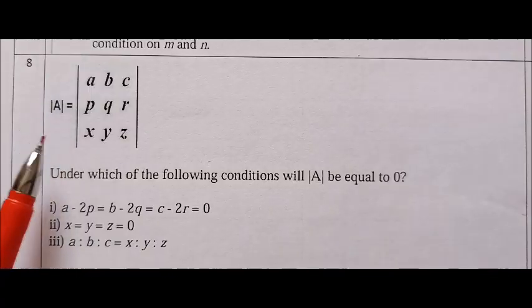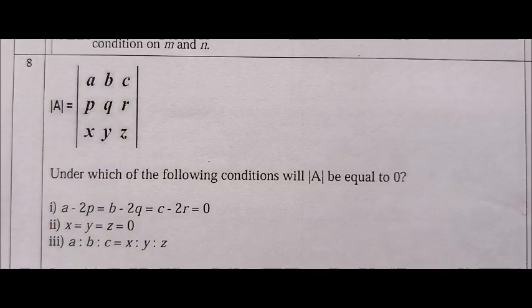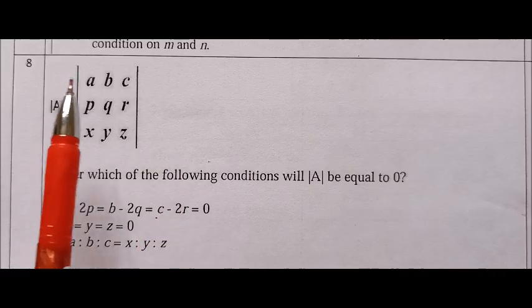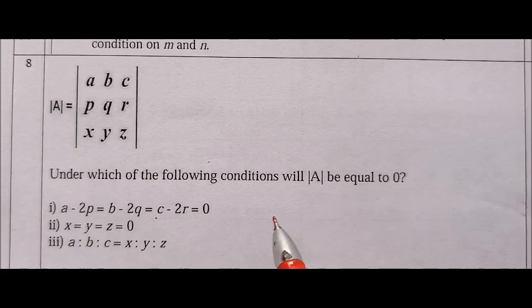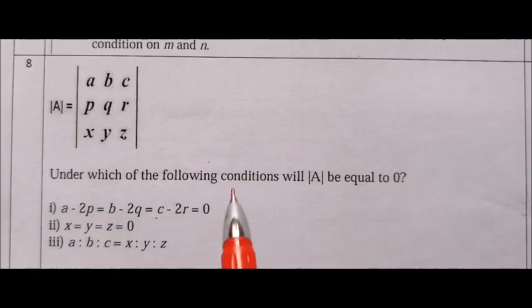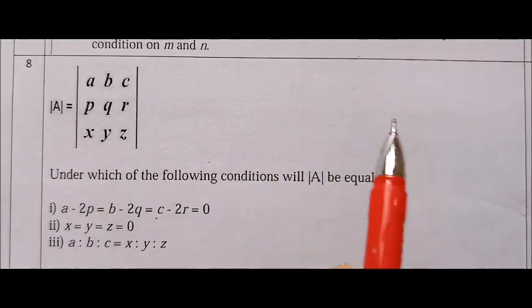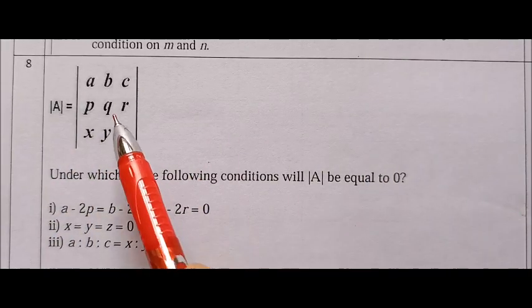मतलब this determinant का जो value है वो 0 होना पड़ेगा. So under what condition? So the first is a minus 2p, b minus 2q, c minus 2r equal to 0. Suppose we take it this way, that means in this case they are using properties of determinants. This condition will come if this is equal to 0 when we take R1 tends to R1 minus 2R2.